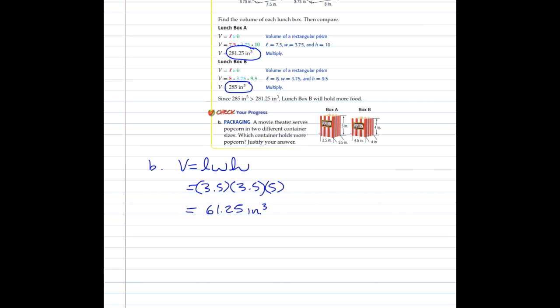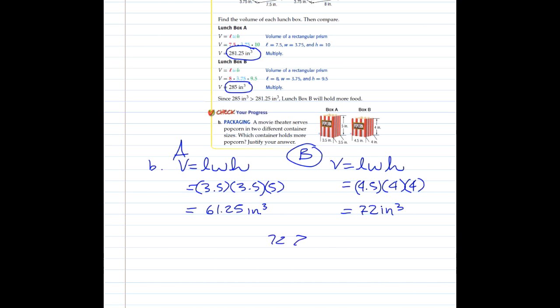This is example A. Example B over here. Volume equals length times width times height. We have 4.5 times 4 times 4. So we've got a side here as a square. 4.5 times 4 times 4 gives us 72 inches cubed. So box B contains more popcorn because 72 is greater than 61.25.